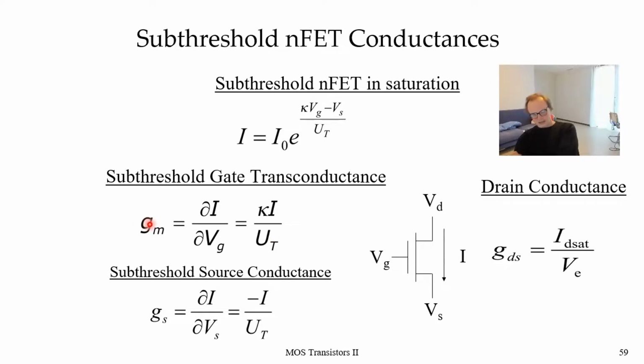The gate transconductance is proportional to kappa over UT times I. This is around 25 millivolts. And the drain conductance is ID sat, it's the same I, divided by the early voltage, which is on the order of tens or hundreds of volts. So here you have a voltage that's tens or hundreds of volts, and here you have a thermal voltage.